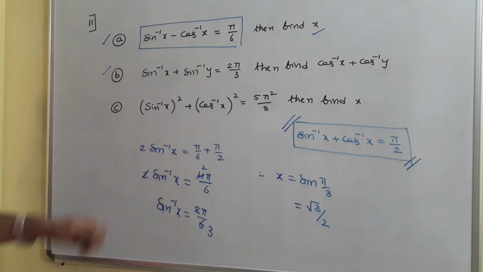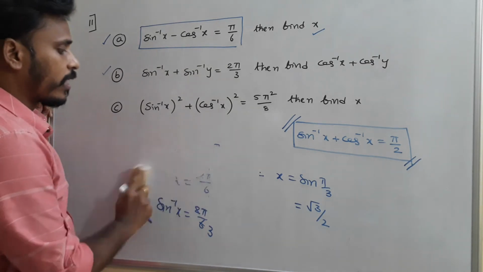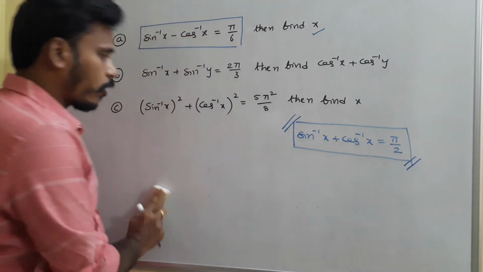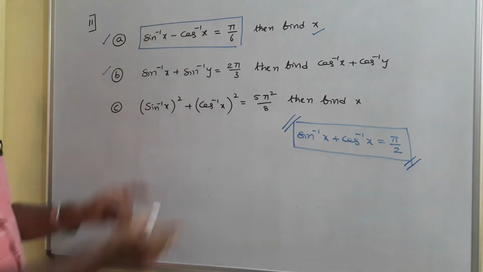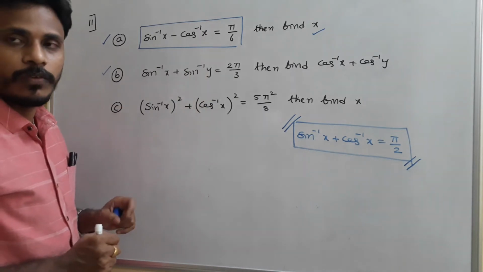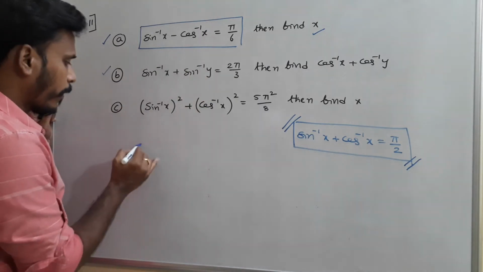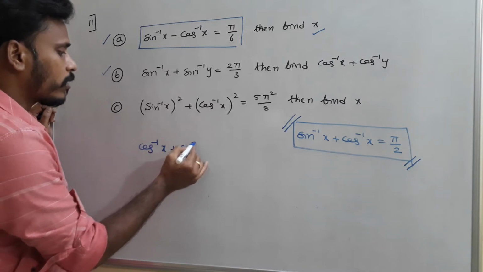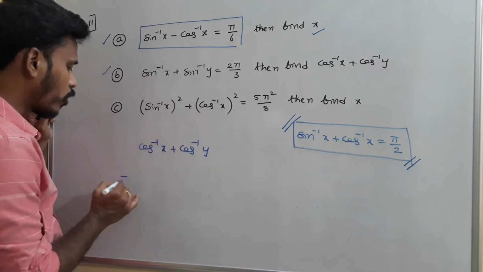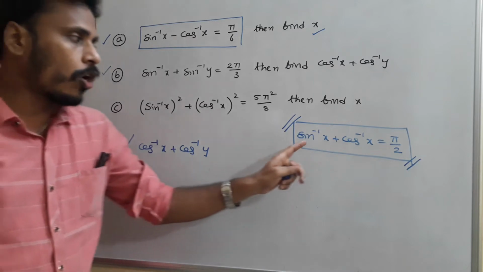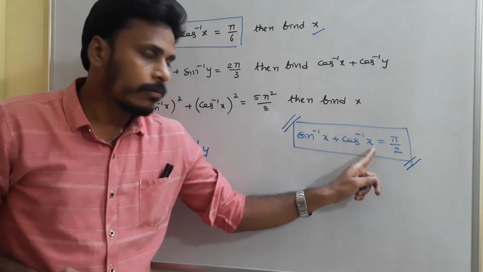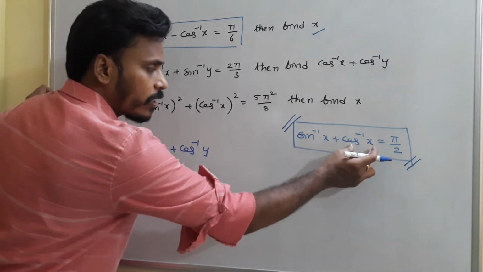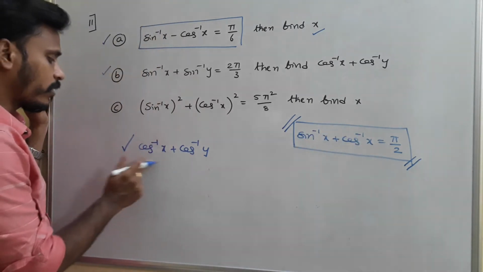So what is the second one? Sin inverse x plus sin inverse y is equal to 2 pi by 3. And the question is, we need to find cos inverse x plus cos inverse y. Very simple actually. Just look there. This logic is acceptable for x, similarly for y. From this, cos inverse x is what? Pi by 2 minus sin inverse x.